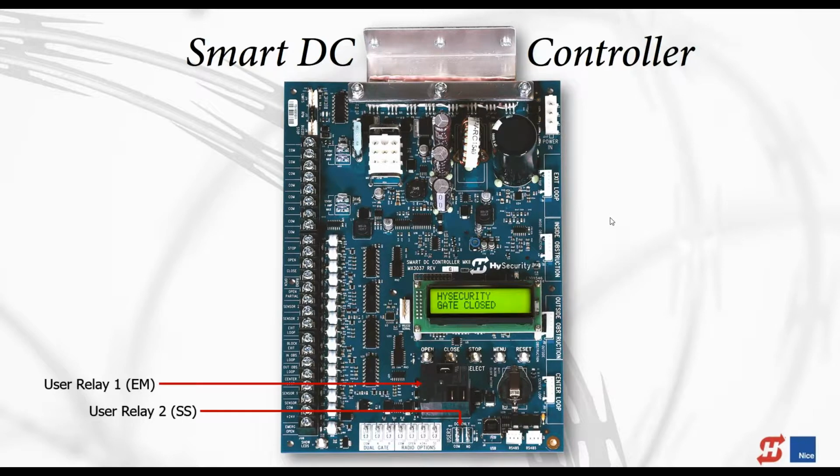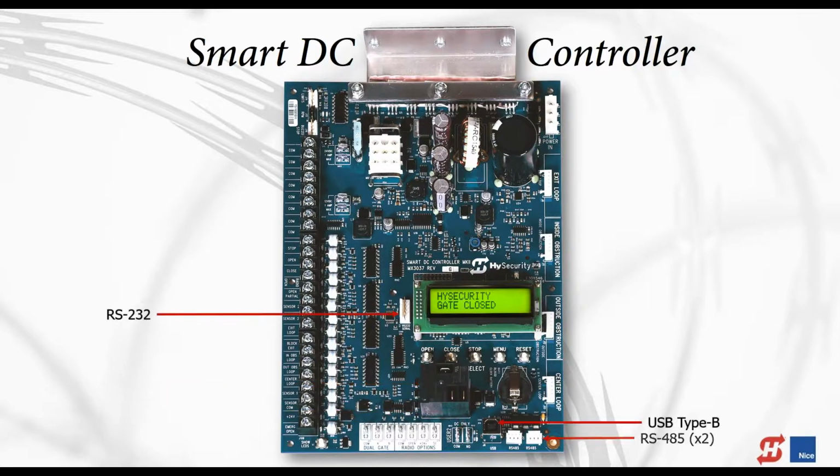And just like on the Smart Touch controller, the Smart DC controller has onboard user relays. The Smart Touch had 3, and here we have 2. All right, so moving on. There's 45 ports.